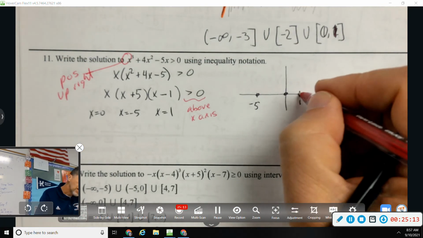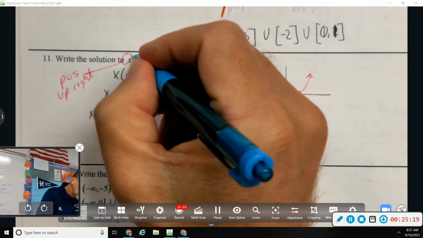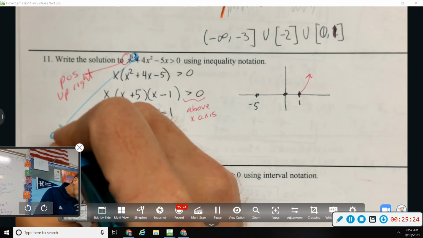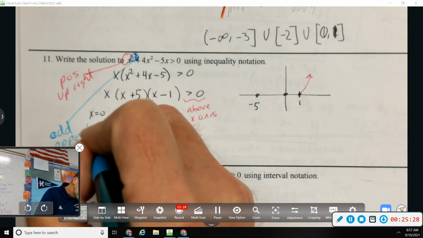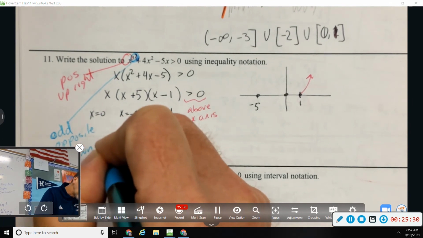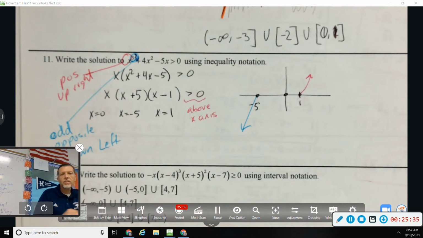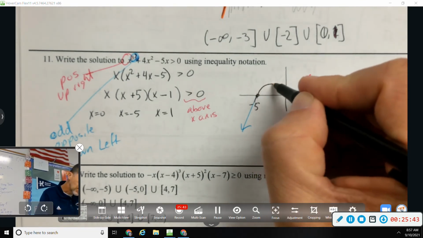But the left is down. And why is the left down? It's a negative 5. It's odd. Oh, never mind. So odd degree means opposite. Odd means opposite. So that means it's going down on the left. Now let's see if we can fill in the gap correctly in between there with no double roots. So this should work out. So we need a cross at 0 and a cross at 1.